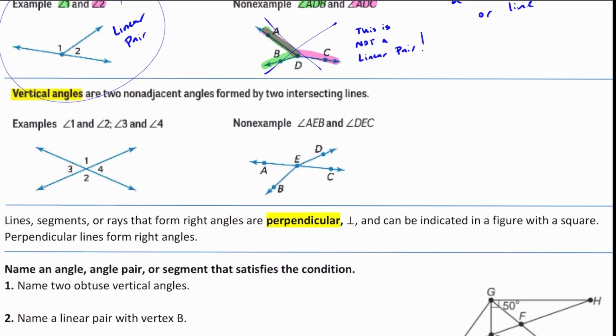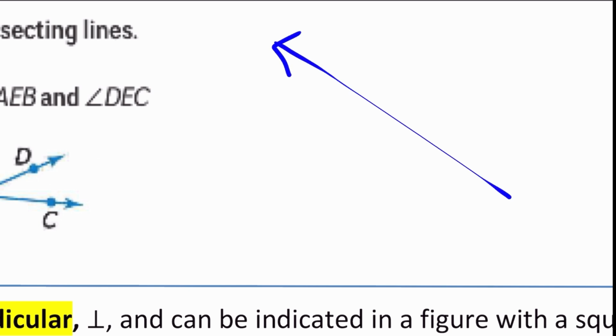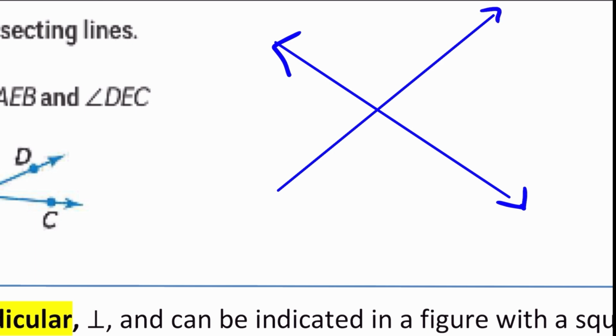And here we're going to move on to vertical angles. Vertical angles are two non-adjacent angles formed by two intersecting lines. To summarize, vertical angles are two straight lines that intersect each other to form an X, where the angles across from each other are congruent. So if you have two straight lines that intersect over here, then the angles across from each other are congruent.